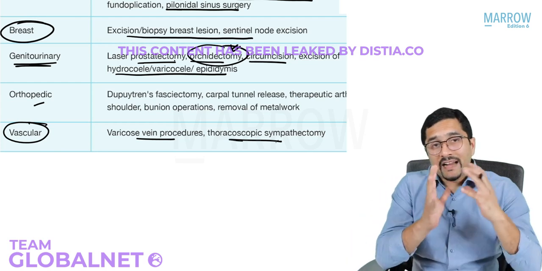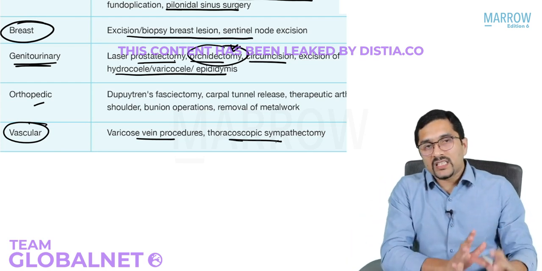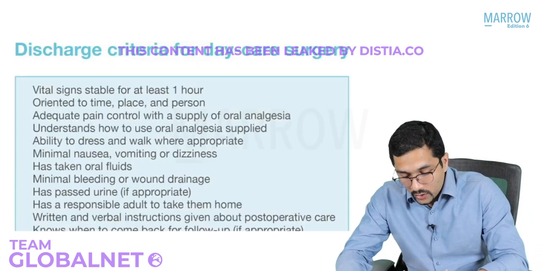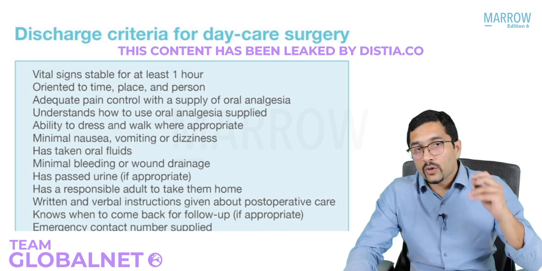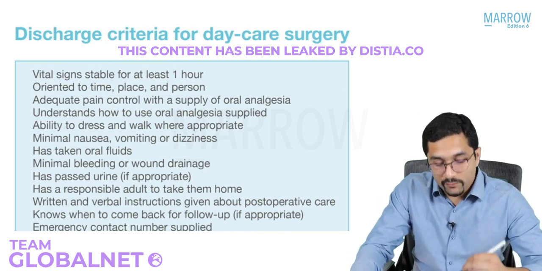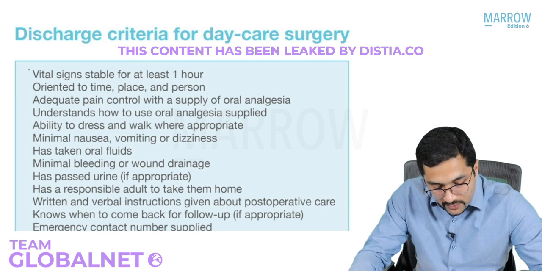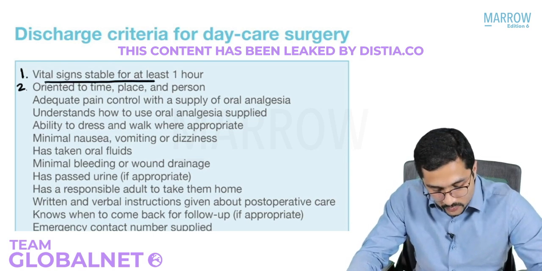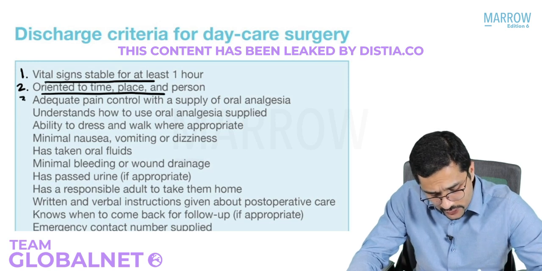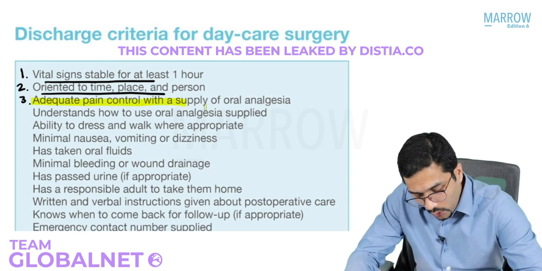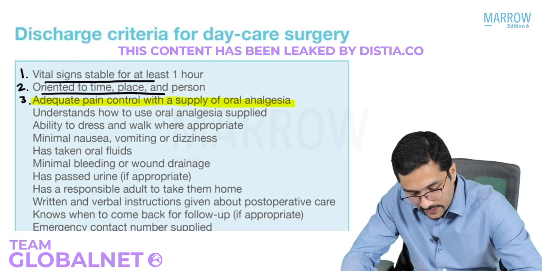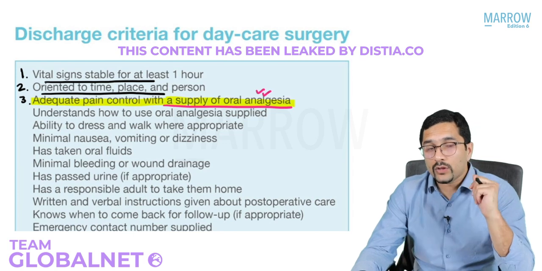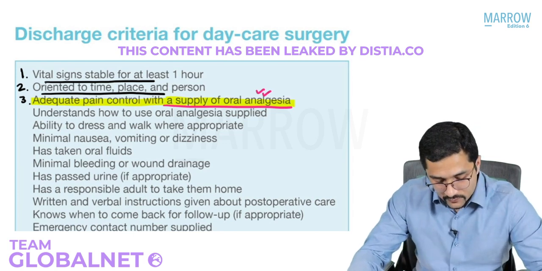Now, when do we know that the patient is fit to be discharged? This is another thing which has been asked in various exams, including your super specialty exams as well. So what are the discharge criteria which have been written in Bailey, and you should know about them? The vitals should be stable for at least 1 hour. Patient should be oriented to time, place, and person. There should be adequate pain control to oral analgesia. So this is very important. With the supply of oral analgesia, not IV, pain control should be with oral analgesia.